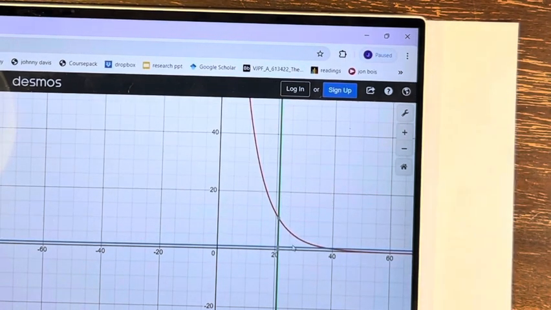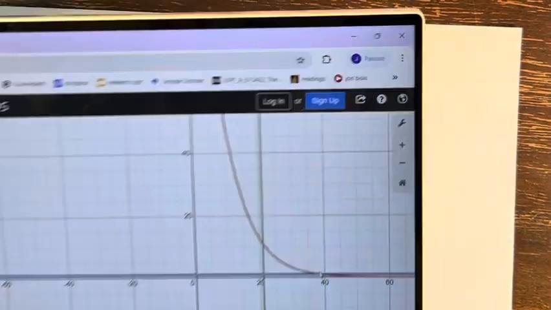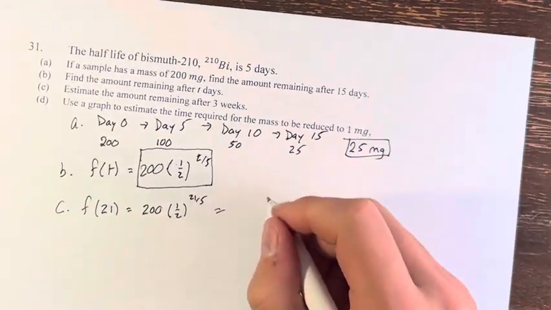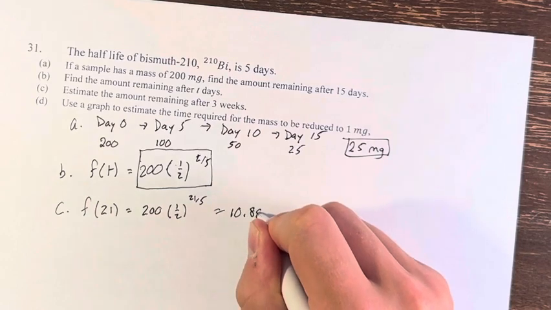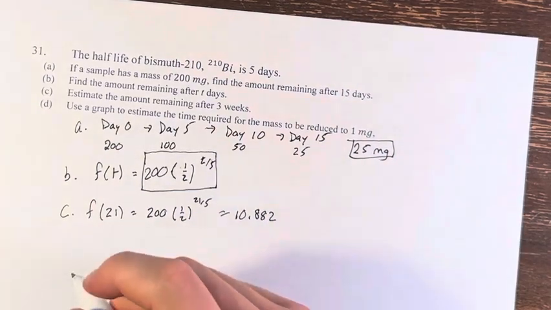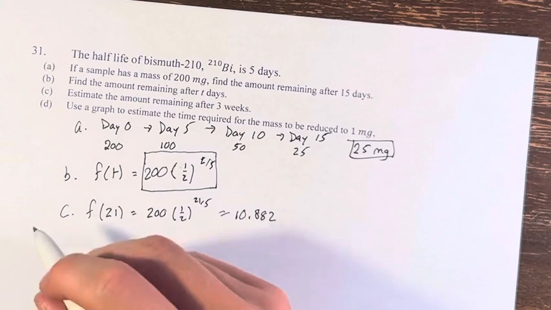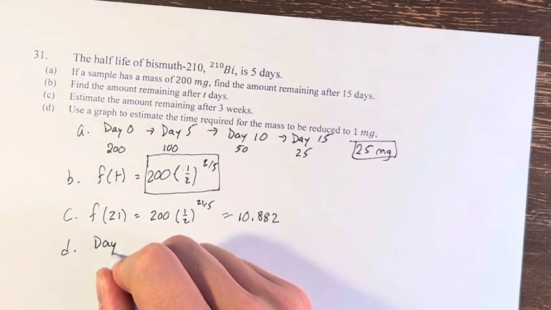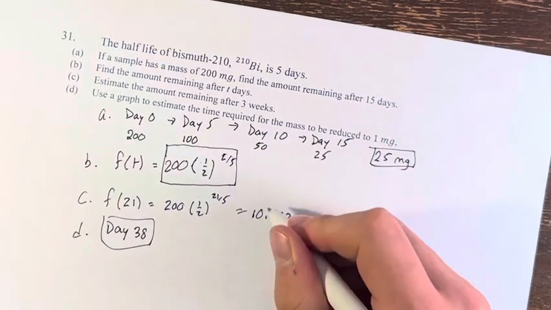If we go down here, this is the line x equals 1. So at this point, 38, the function has been reduced enough to where there is 1 milligram left. So we can say, by looking at this graph, that C is equal to approximately 10.882, and D, at 1 milligram, happens on day 38.